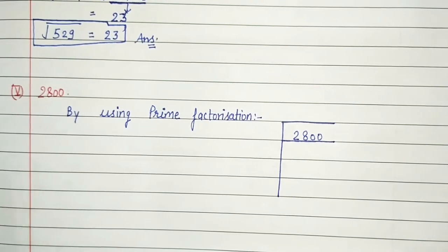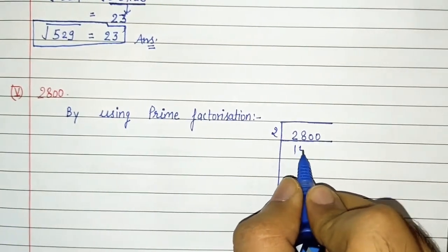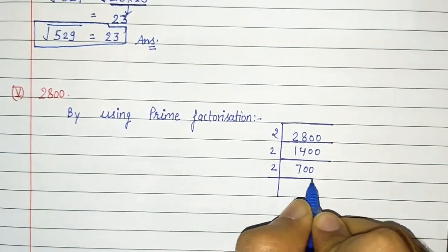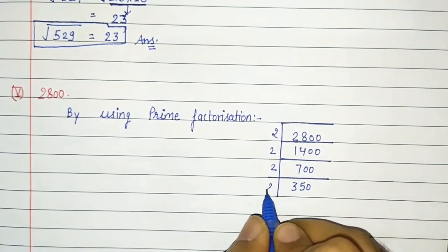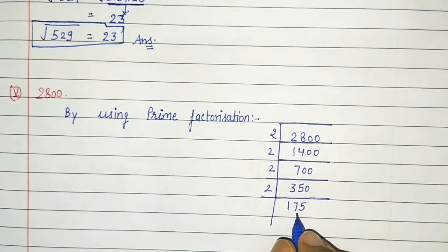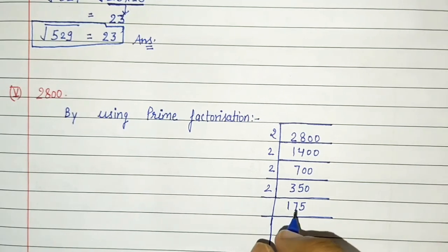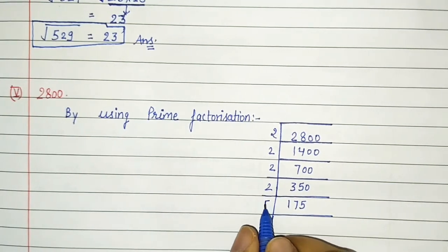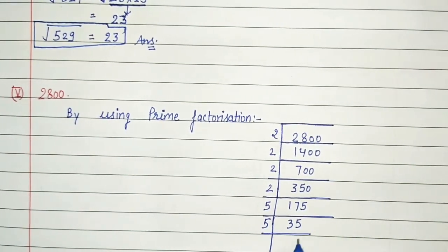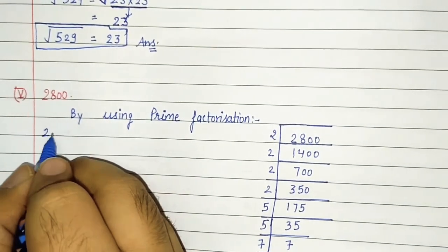Now move to the fifth part. Fifth part is 2800. By using prime factorization, we will do the factors. Divide with 2, 1400, again divide with 2, 700, again divide with 2, 350, again divide with 2, 175. Now it is not divisible with 2. Check with 3. Sum of the digits 8 and 5, 13. 13 is not divisible with 3. So this is divisible with 5. After that 35, again it is divisible with 5. So our answer is 7. Prime factorization done.